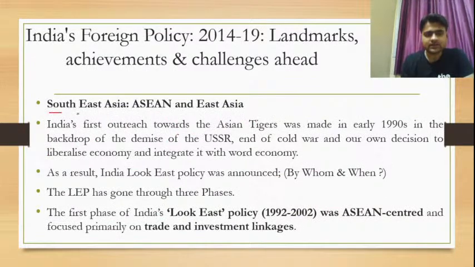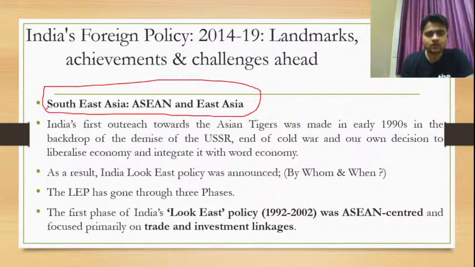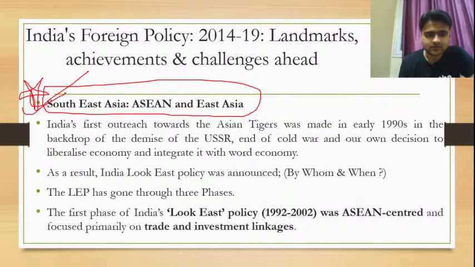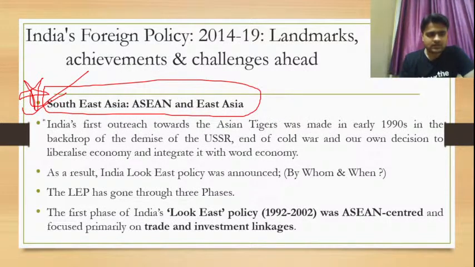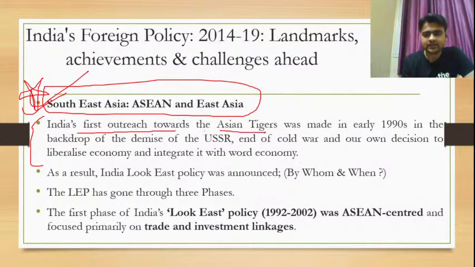Fine, that is ASEAN and East Asia. What about the diplomacy angle or the foreign policy angle when we consider this particular region? Fine. So what was the history? India was the first which made an outreach towards the Asian tigers, and it was as early as in the 1990s, in the backdrop of the demise of the USSR.